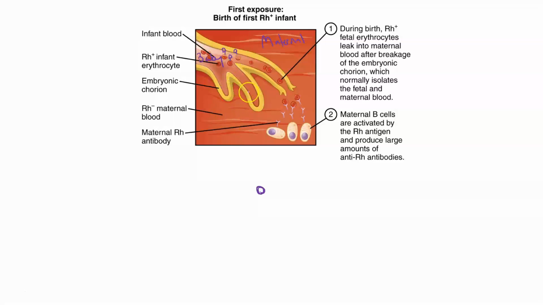But during the first delivery, when the baby is born, there's a lot of tearing and the placenta is ruptured, and so the fetal blood cells get mixed into the maternal blood. This is going to cause the activation of B cells, those lymphocytes that make antibodies, and they are going to start making a whole bunch of anti-Rh antibodies, or anti-D antibodies. This is called Rh sensitization.